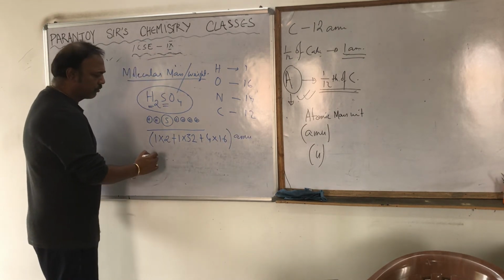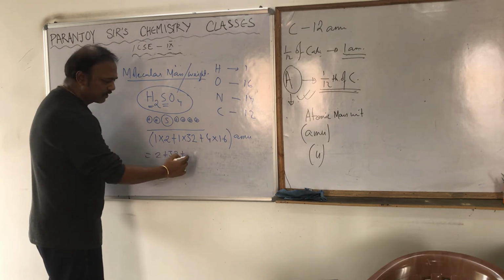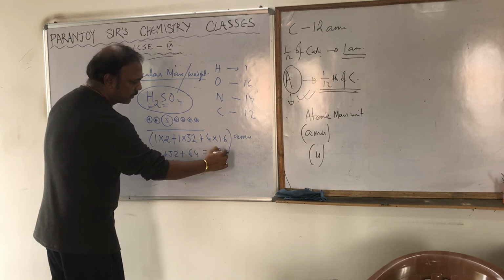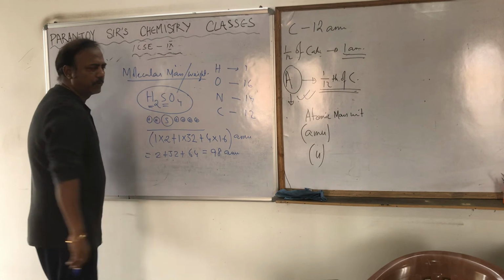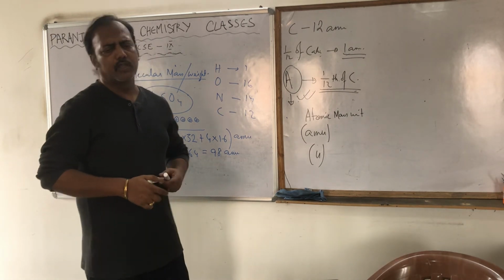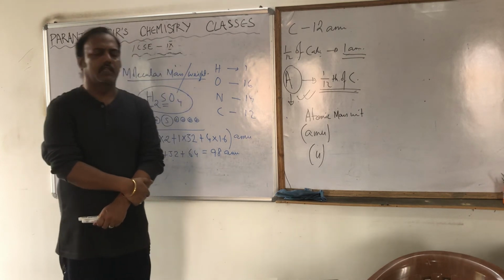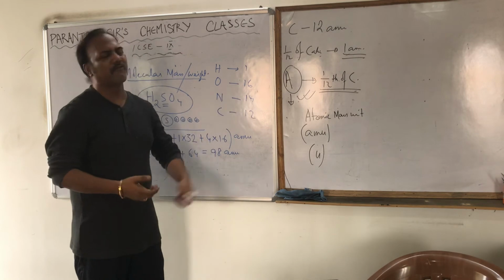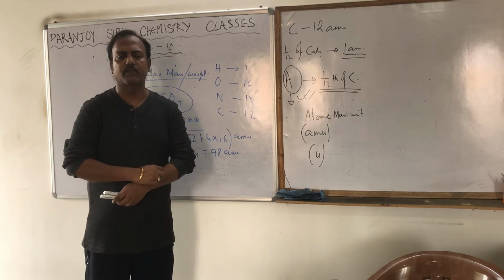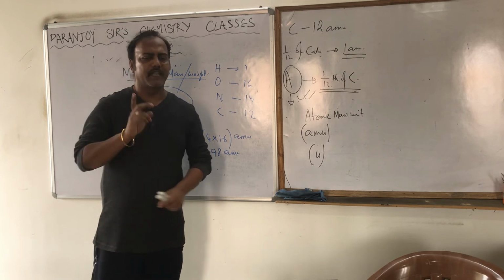So that is equal to how much? 2 plus 32 plus 4 16s is 64. If you calculate it, it comes to 98 AMU. That's how to find the molecular mass. Very simple. It's just the summation of the atomic masses. For the 5 common ones you have to know the atomic mass, or you will know automatically. The other atomic masses will be given to you. Fine, that's the second topic.